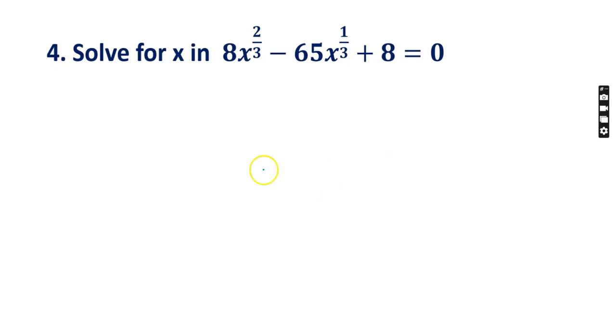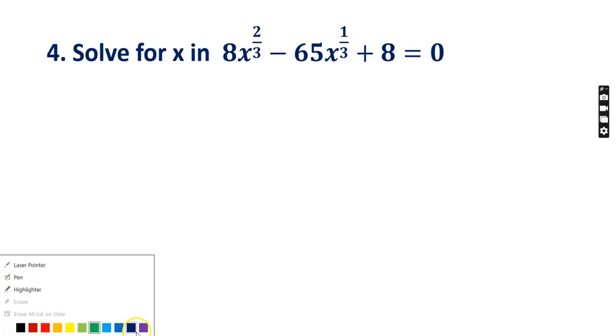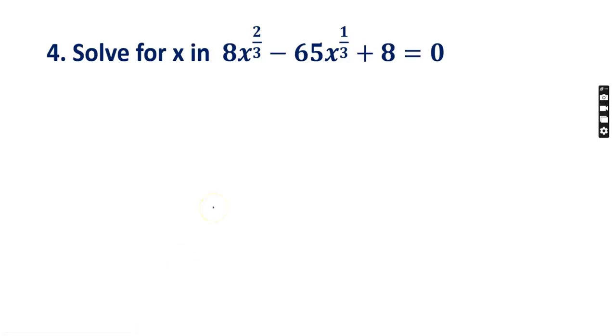Example 4, the same principle applies. This will change into 8 times x raised to power 1 over 3, all cubed, all squared, sorry, because this is still giving 2 over 3, minus 65 x raised to power 1 over 3, plus 8 equals 0.